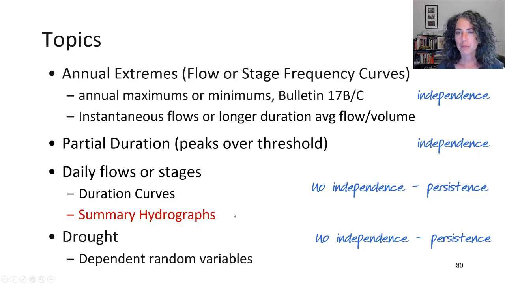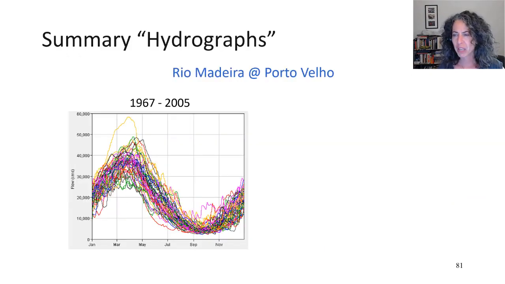Okay, another type of analysis that we sometimes do with all of our daily flows and stages is something called summary hydrographs. Again, we have to be careful with the name because it's not actually hydrographs that we'll be creating. So here's some data from Rio Madeira in Brazil. And this is a plot like we see from SSP, in which we plot all of our historical record one year at a time on top of each other. So this plot goes from January through December, and each year of flow is a different color, just to make it a little bit more visible.